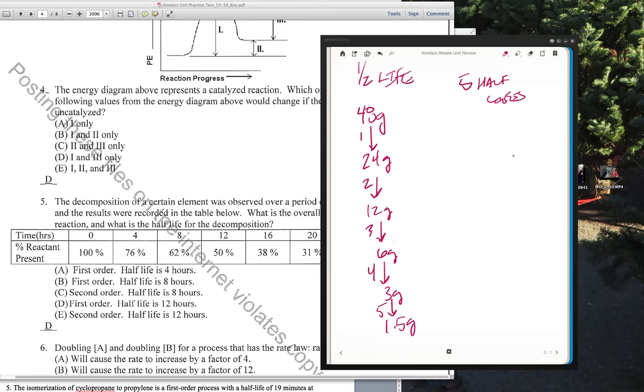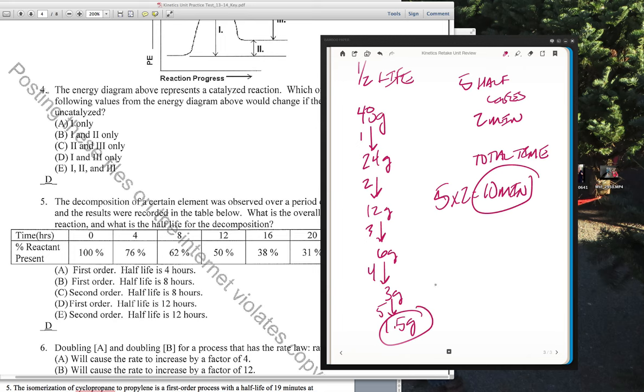And if each half-life is 2 minutes, what's the total time? Well, there are 1, 2, 3, 4, 5 half-lives, and each one is 2 minutes, so 5 times 2 equals 10 minutes. After 10 minutes, we're going to have 1.5 grams left over.